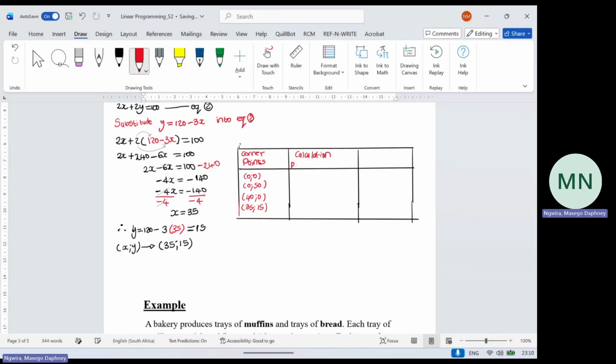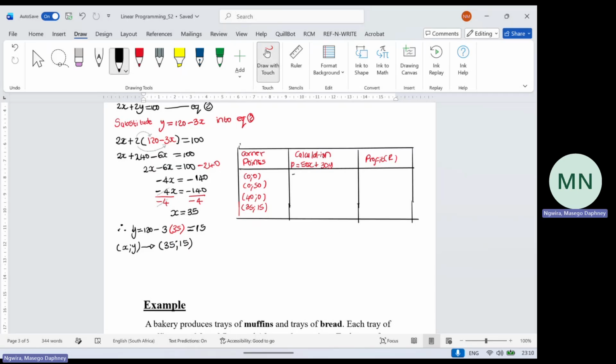So I'm just going to show you how to substitute. So it's 50x. Don't forget our profit function is 50x plus 30y. Please don't forget. And then this side, we have profit. Then we'll see the maximum profit. So this table is going to help us to get everything. Okay. Profit in rands.